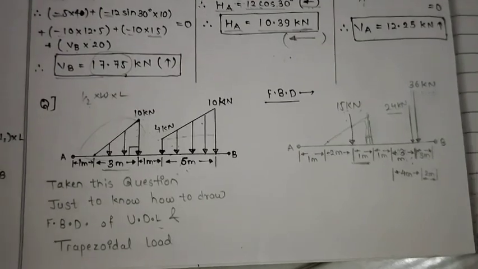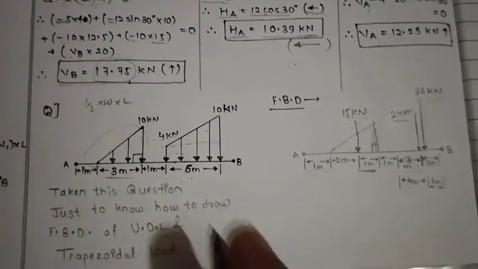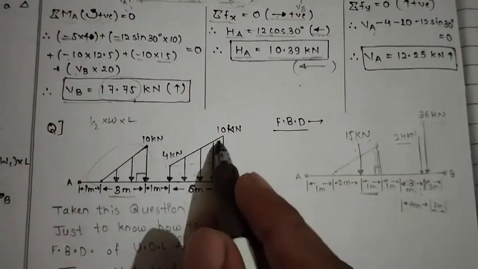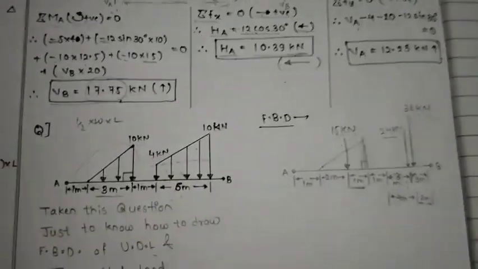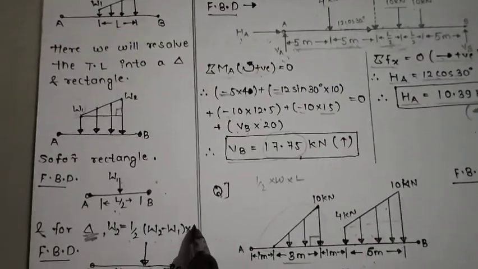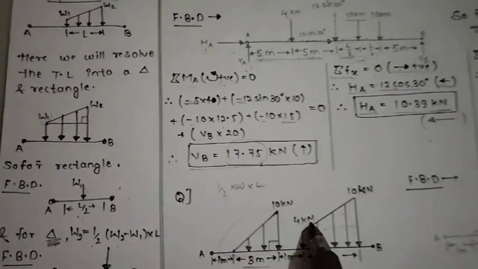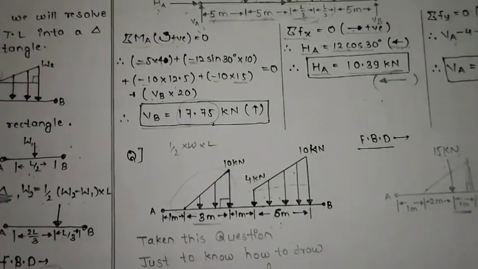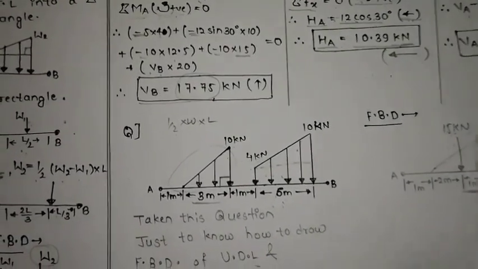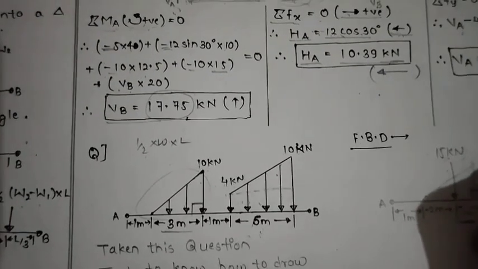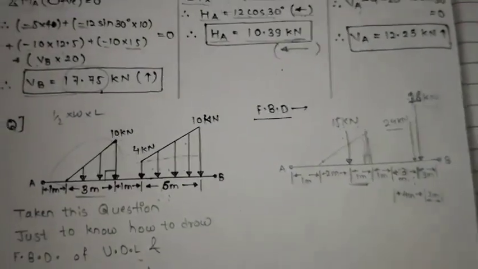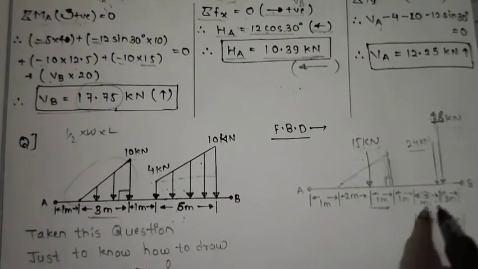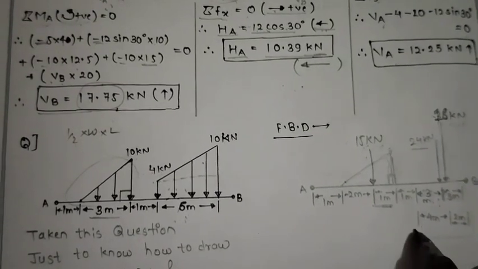So guys, as I was telling, for this trapezoidal load this is the triangle. For the triangle we have the formula 1 by 2 into (W2 minus W1) into L. So 10 minus 4 gives 6, 6 into 6 is 36, and 36 divided by 2 will give how much? It will be 18. So here an 18 kilonewton force will be acting at a distance of this.